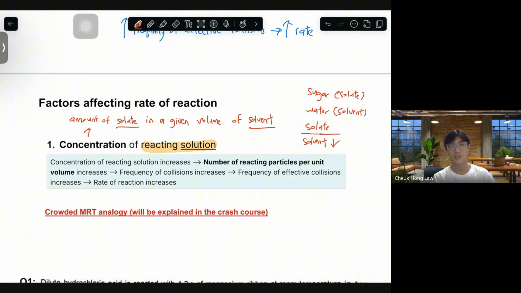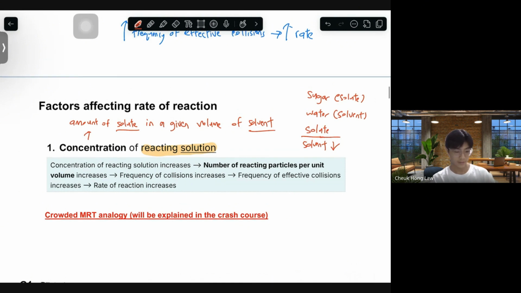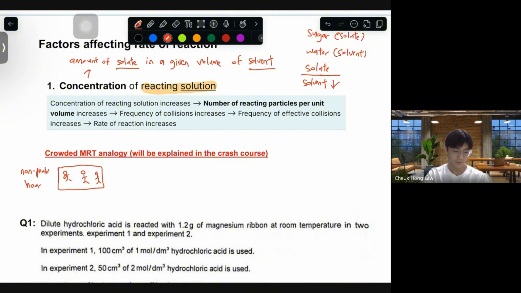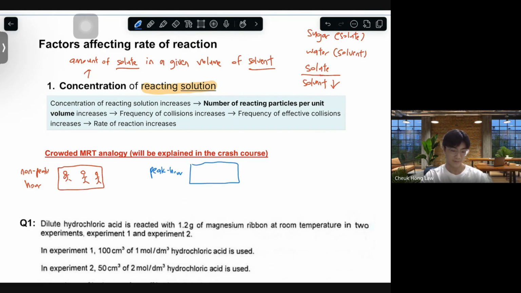So let's see how concentration affects rate of reaction. Okay, I'll give you a simple analogy. Think of your MRT. This is a non-peak hour. Non-peak hour, there are very few people in the MRT. And then peak hour I draw in blue. So think about maybe when you end school at 6 p.m. sometimes, your MRT is very crowded, right? Firstly, all the seats are taken, then you also have to stand very closely with other people.